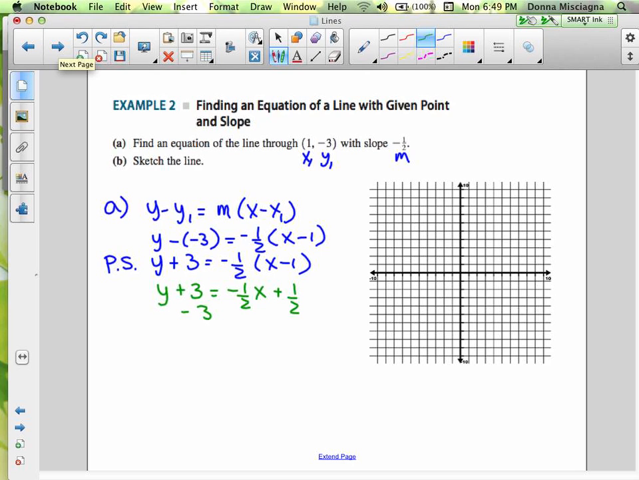Now, we need the 3 here on the right-hand side to have a denominator of 2 to be able to combine it with the 1/2. So 3 is the same as 6/2. So this gives us y equals negative 1/2 x. 1/2 minus 6/2 is negative 5/2. And that is the slope-intercept form of the line. Right? They're just two different formats for our line.